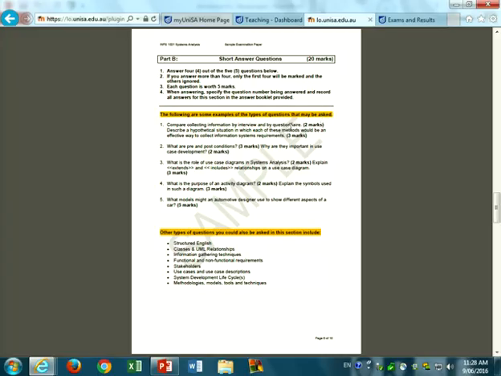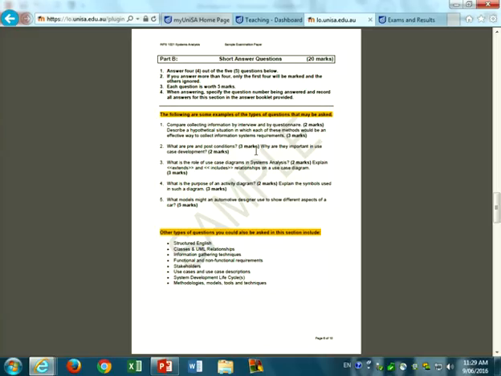So, for example, the first question asks, compare collecting information by interview and by questionnaire. It's an information gathering requirements type question. You need to have an understanding about what an interview is, what a questionnaire is, talk about each in their own right, what they're used for, when they're used, the types of questions you might include, the way you distribute and carry out an interview versus a questionnaire. That demonstrates an understanding of those different requirements gathering methods. Then you need to give an example of when these methods would be appropriate.